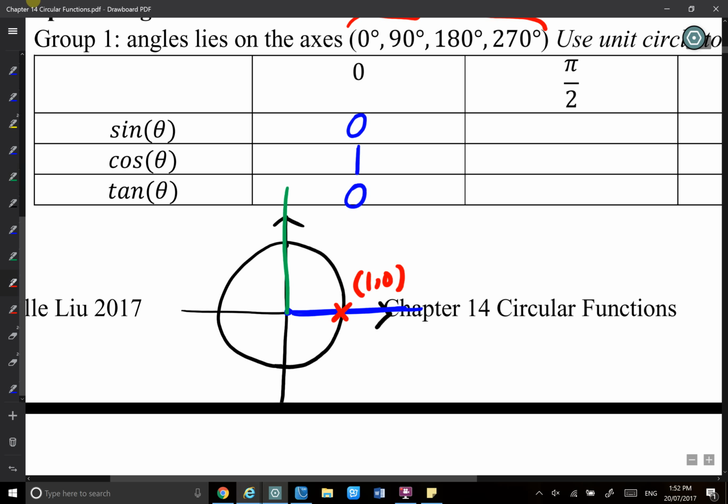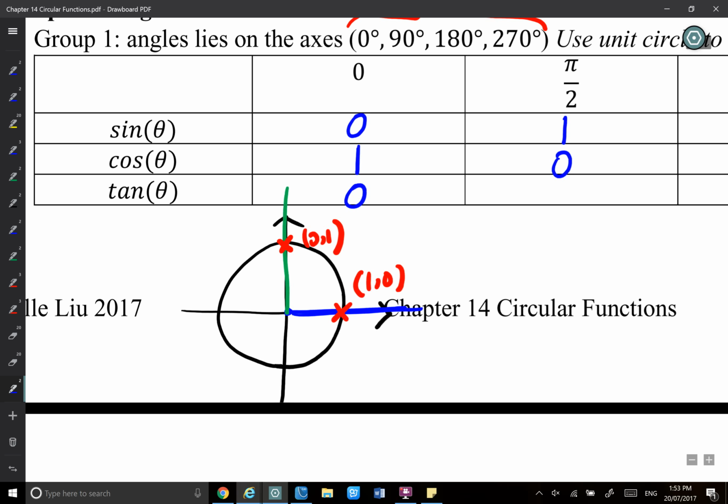Okay, what's the point of intersection? 0, 1. Okay, sine 90 degrees, sine pi over 2. Sine will be the y coordinates, which is 1. Cosine will be the x coordinates, which will be 0.